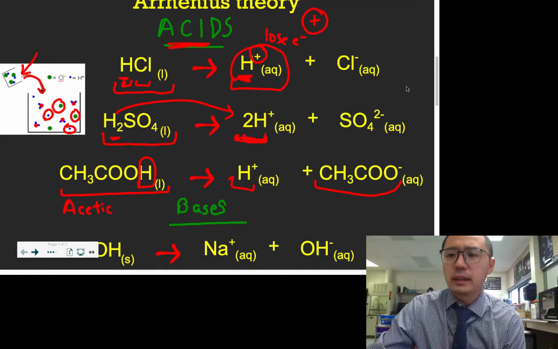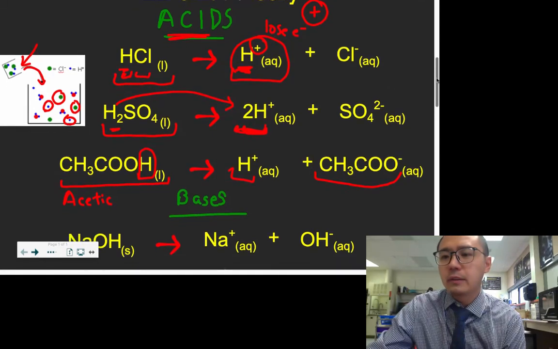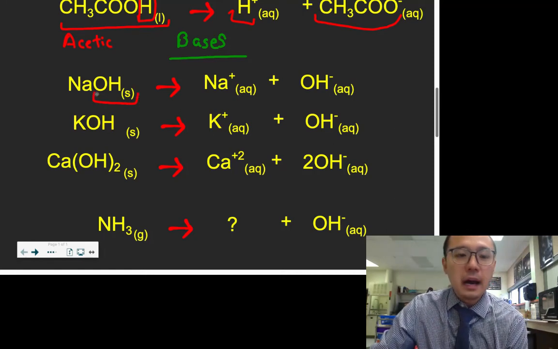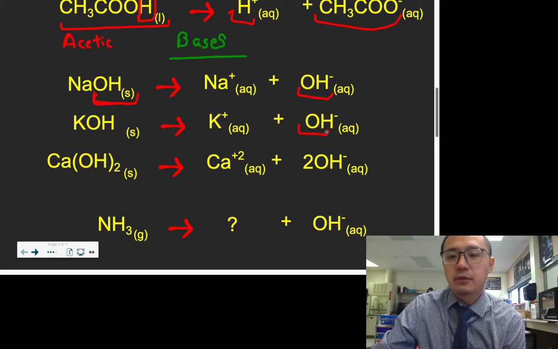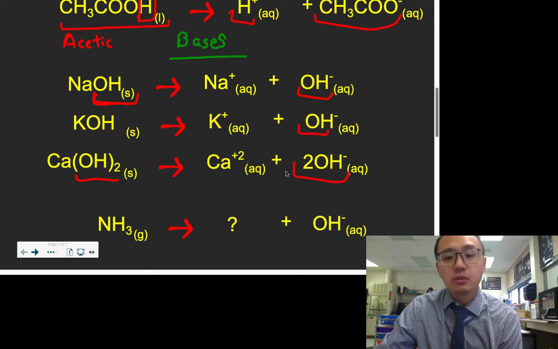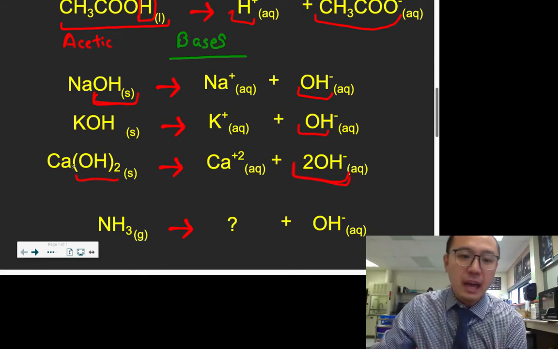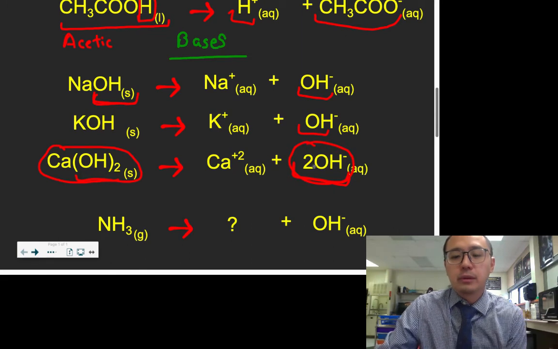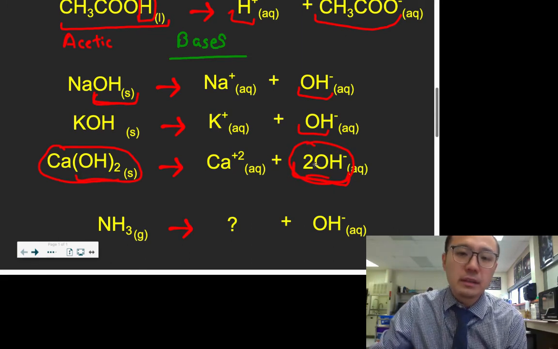So what would it look like in a base if we were to scroll down here? In a base it is exactly the same, except that for a base, Arrhenius describes that the hydroxide ion would get dissociated. You notice that they all have a hydroxide ion, and that calcium hydroxide actually has two hydroxides that get dissociated out. That will make it a stronger base, because for every one mole of this, you actually will have two moles of hydroxide.